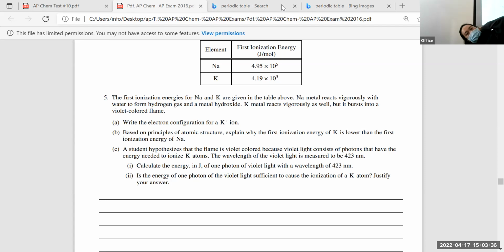Okay, a student hypothesizes that the flame is violet colored because violet light consists of photons that have the energy needed to ionize K atoms. The wavelength of the violet light is measured to be 423 nanometers. Calculate the energy in joules of one photon of violet light with a wavelength of 423 nanometers.